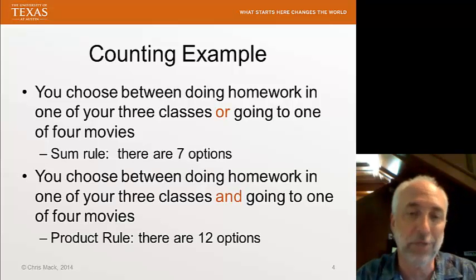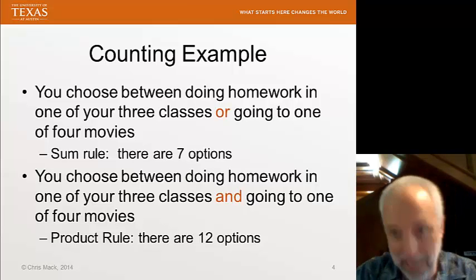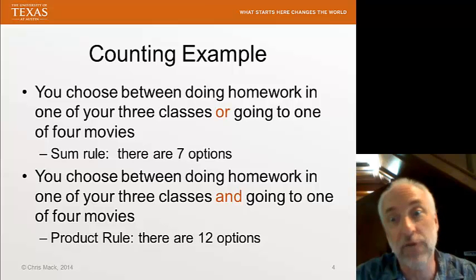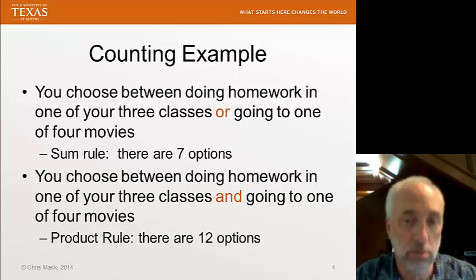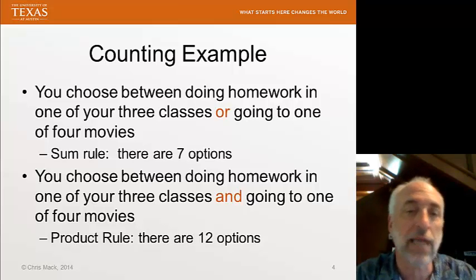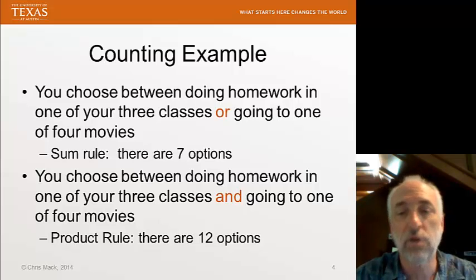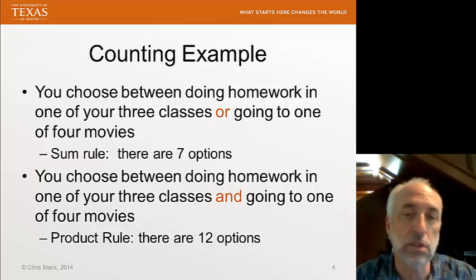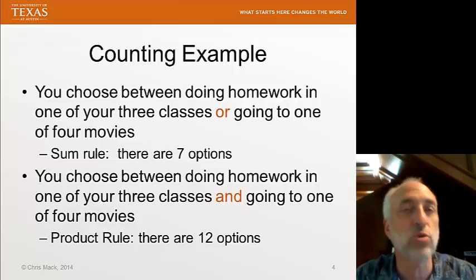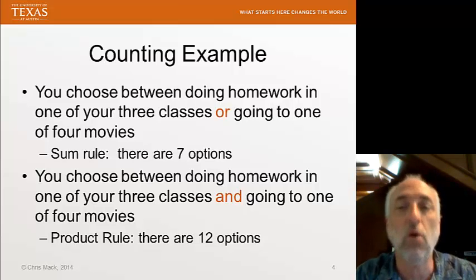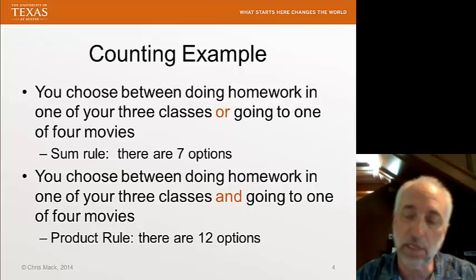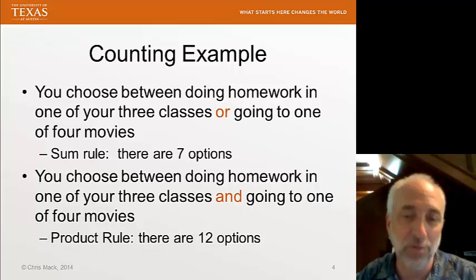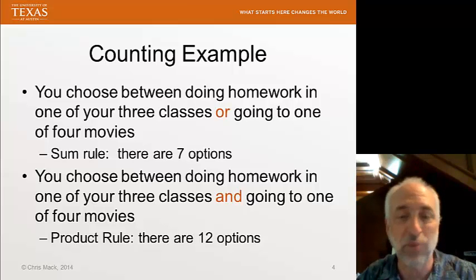But what if I'm going to do homework in one of my 3 classes and then I'm going to go to a movie and I have 4 movies to choose from? Well, now how many different options are there? Well, I use the product rule. 3 different options for which class I'm going to do the homework in, and 4 different options for which movie I'm going to go in. Now, I know that these would not be realistic choices for any of you listening here, because if you were taking 3 classes, I'm sure all of you would do the homework for all 3 classes every night. But in this case, another hypothetical person would have 12 options in this product rule example.